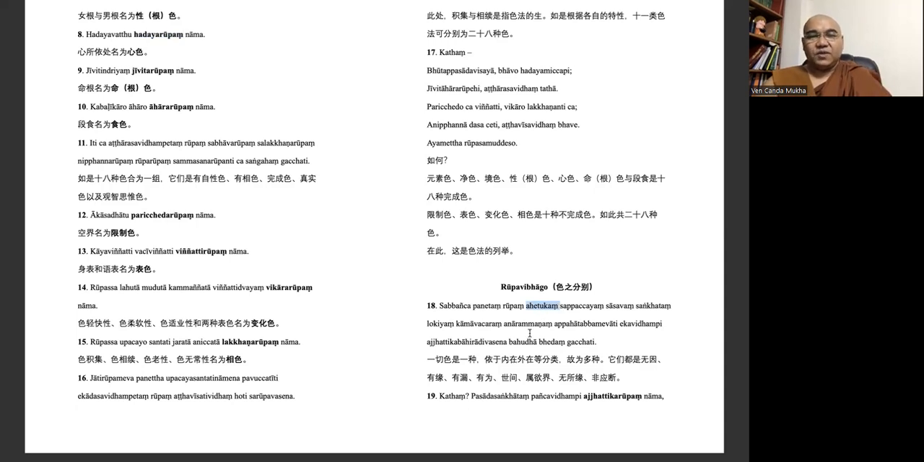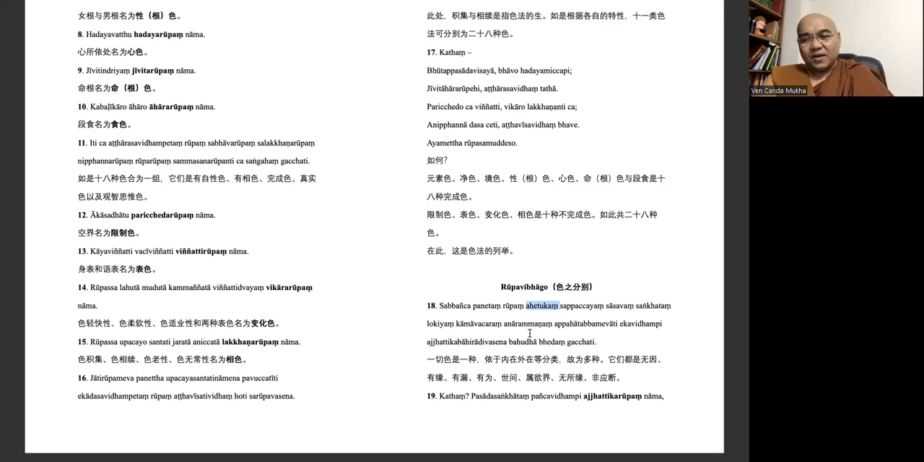So hedu means a root. Ka means have. A means no. Aheduka means without root. So they arise without root cause. Here hedu refers to the root. So we have 6 kinds of root: loba, dosa, moha, aloba, adosa, amoha.